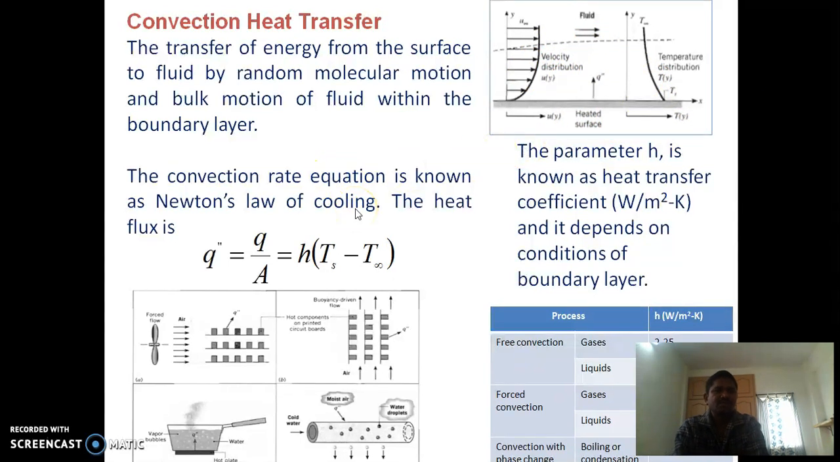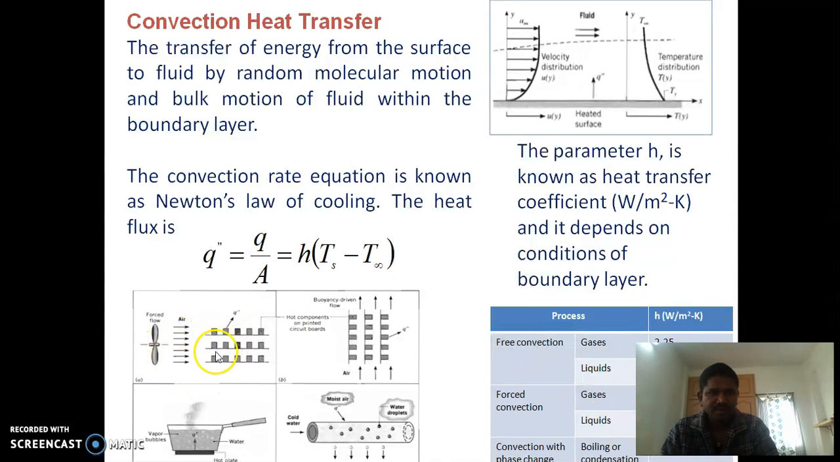The convection rate equation is known as Newton's law of cooling. The heat flux is h into Ts minus T infinity, temperature difference between the surface and fluid, and heat transfer coefficient. This heat transfer coefficient depends on the conditions of boundary layer, maybe velocity or surface roughness of the body, and the properties of the fluid. Okay. Here generally the h value varies from free convection, forced convection, convection into phase change. These are the typical values we can observe.